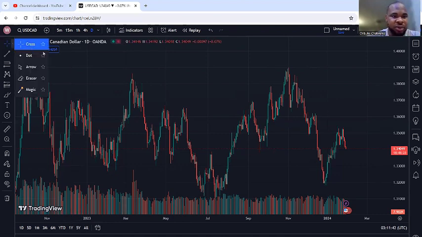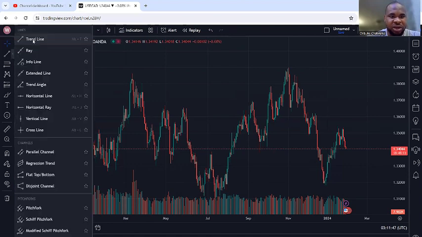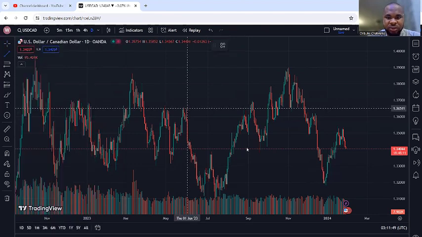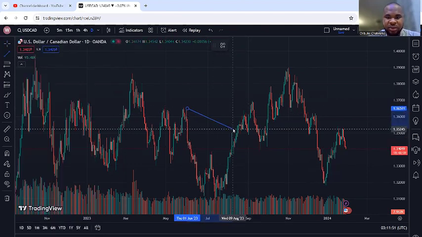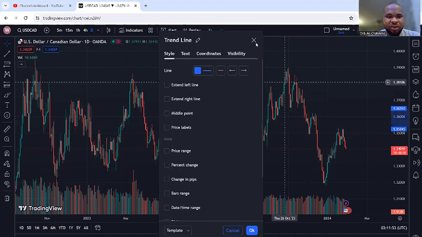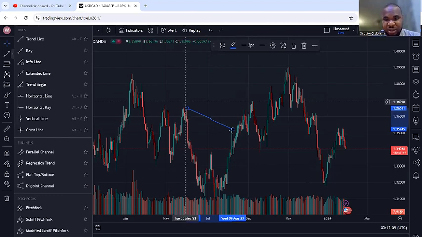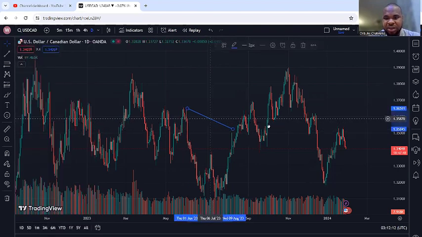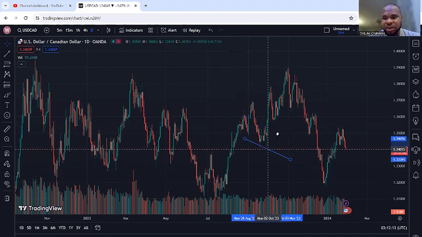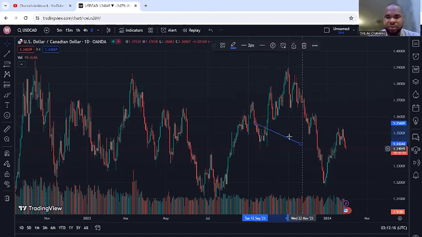So another thing I want you guys to know is this. This is a trend line tool. Trend line, you know, is used to get support or resistance of any market. We use the trend line at least to know where the market is headed. So that's how to make use of this trend line, just to get a trend or to know how the market has been flowing.